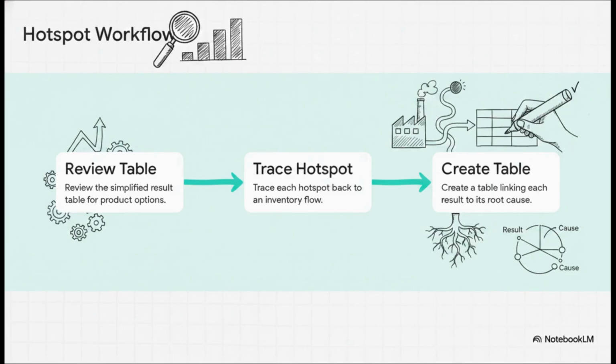Step 2, trace the hotspot right back to its source. Don't just tell me manufacturing is high. Trace it back to the specific inventory flow or the underlying assumption that caused it. And finally, Step 3, create a consolidated hotspot table. This is your required output, and it must clearly link every major result to its root cause.